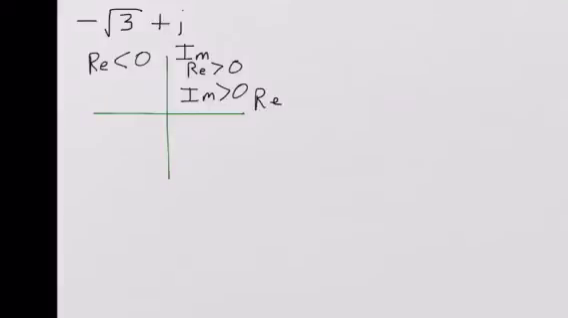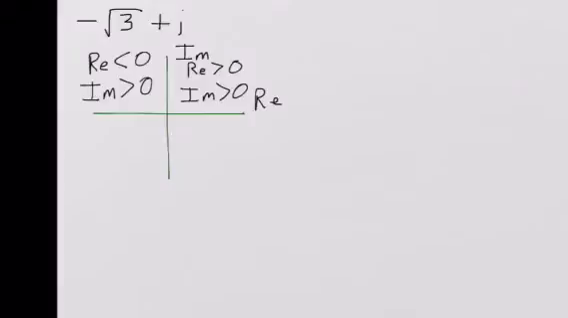So I'm going to draw my coordinate plane again, with the x-axis being the real axis, and the y-axis being the imaginary axis. And we're just going to think about what's positive and what's negative. So in the first quadrant, the real part is greater than 0, and the imaginary part is greater than 0. Second quadrant, the real part's going to become negative. So the real part is less than 0, but the imaginary part is still greater than 0.